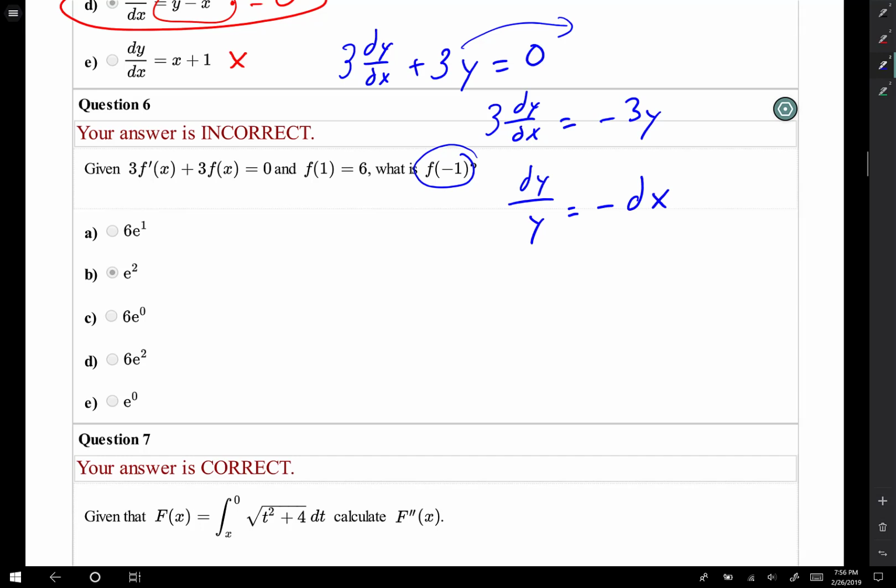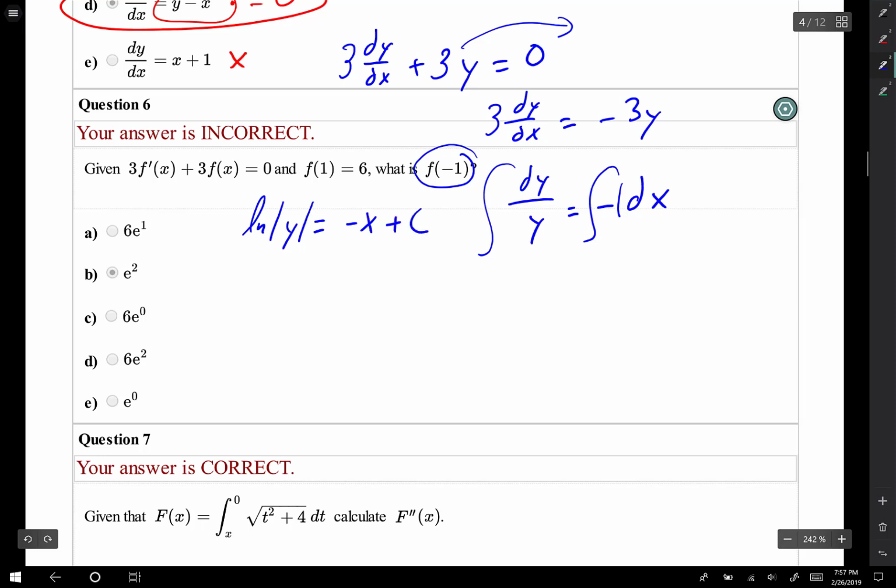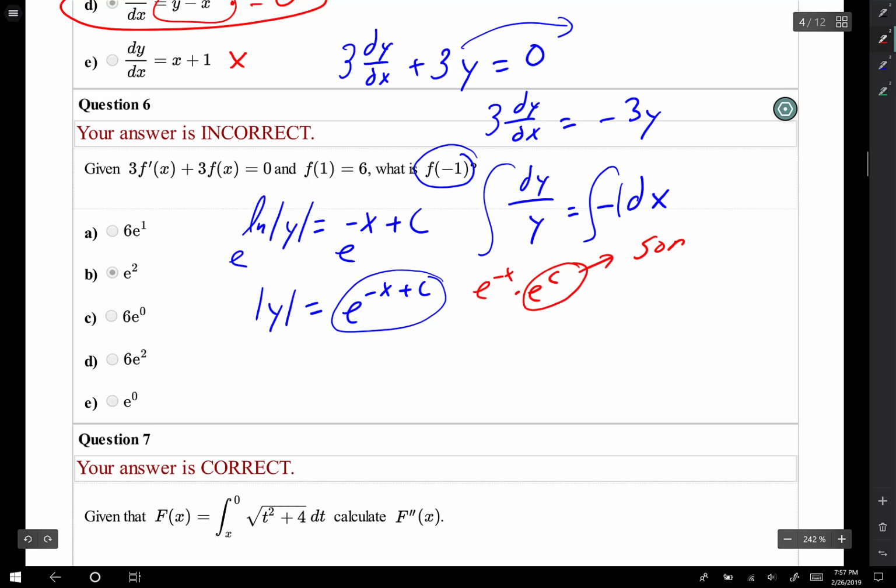I'm going to get rid of the dy and dx by integrating. If you want to put a 1 there, you can. So I have ln of the absolute value of y equals negative x plus c. Then I put an e here and an e. So the absolute value of y equals e to the power of negative x plus c. But remember your laws of exponents: this is the same thing as e to the negative x times e to the c. Well, e to the c is just some constant.